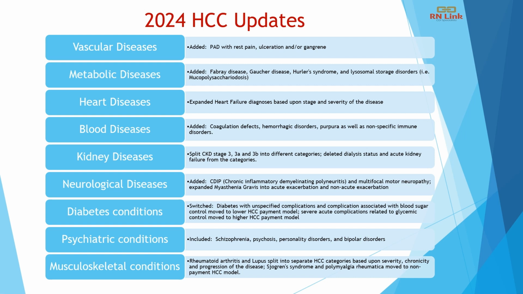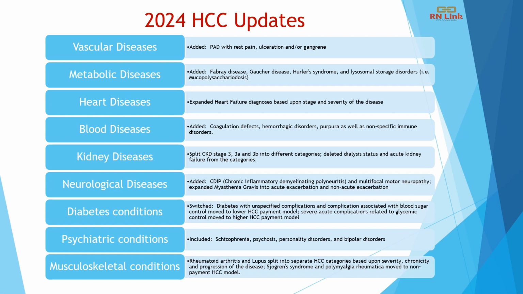Expanded heart failure diagnoses based upon stage and severity of the disease. Blood diseases. Added coagulation defects, hemorrhagic disorders, purpura as well as nonspecific immune disorders. Kidney diseases. Split CKD stage 3, 3A and 3B into different categories, deleted dialysis status and acute kidney failure from the categories.